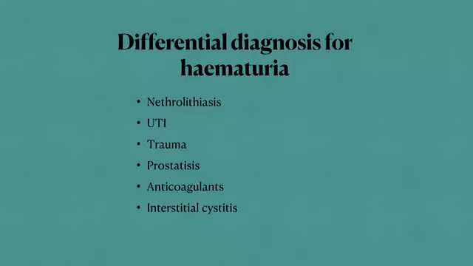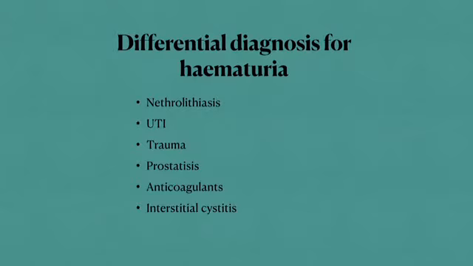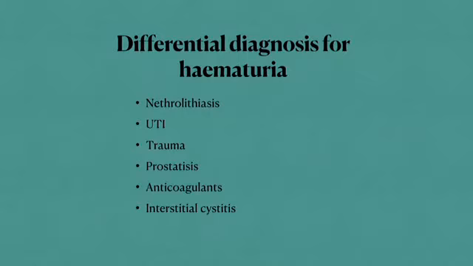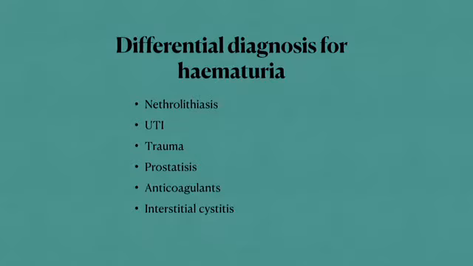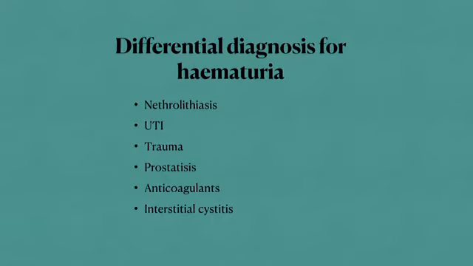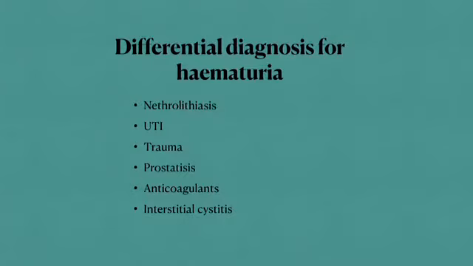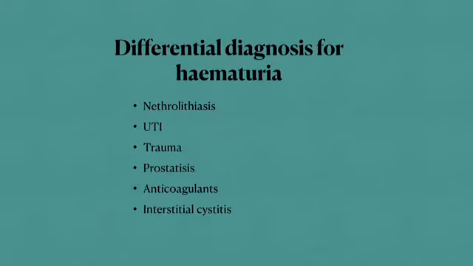Let's just consider some differential diagnoses for hematuria before moving on. Nephrolithiasis is one of the most common causes of macroscopic or microscopic hematuria. Urinary tract infections often cause microscopic along with prostatitis. Trauma is often noted in the history, but this is a common cause, say an elderly patient pulling out a catheter. Any patient on anticoagulants is more likely to have hematuria in relation to any of the previously mentioned causes. And finally, interstitial cystitis, again, more commonly will cause a microscopic hematuria and is often persistent.